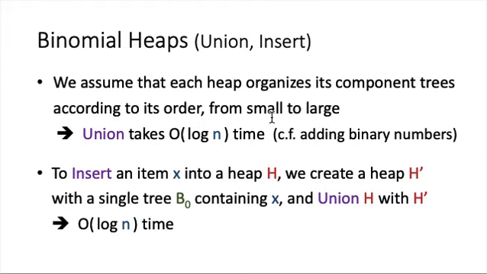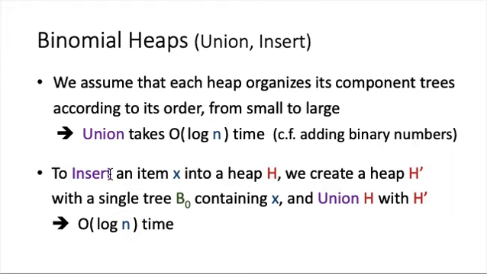So in that case, union can be performed by processing the trees from small to large, with constant time per tree, so altogether order of log n time. And this operation is just the same as adding two binary numbers.